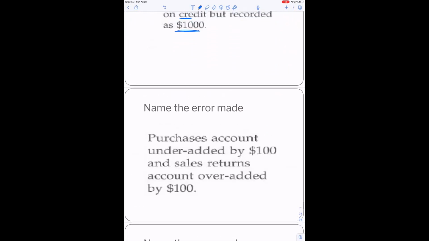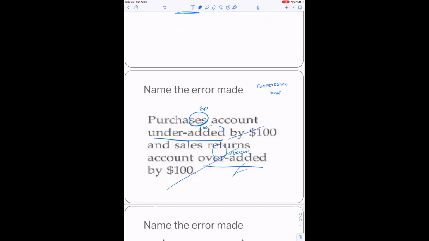Name the error made. Purchase account under added, undercasted. Sales return over added, overcasted. See, an expense is undercasted and an income is overcasted. Both the errors compensate each other, leaving you with no discrepancies. Undercast, overcast, compensating errors. What is it? Compensating error. Let's move ahead.